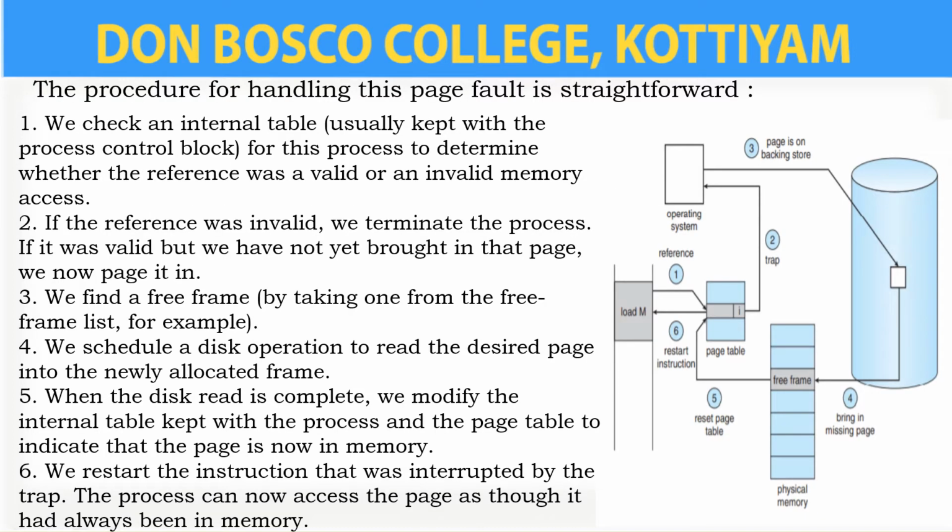So when we introduce a valid-invalid bit, I have already mentioned that if the bit is marked as valid, then the normal process will be carried out. And if it is marked as invalid, then the CPU will be generating a trap and the process will be interrupted.